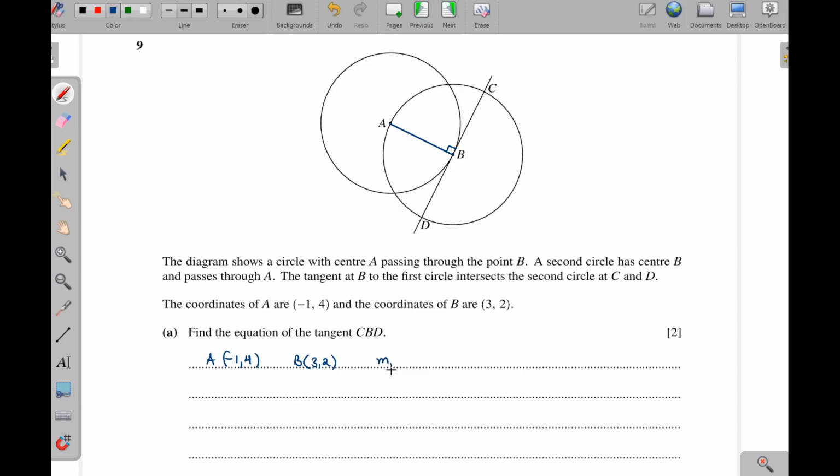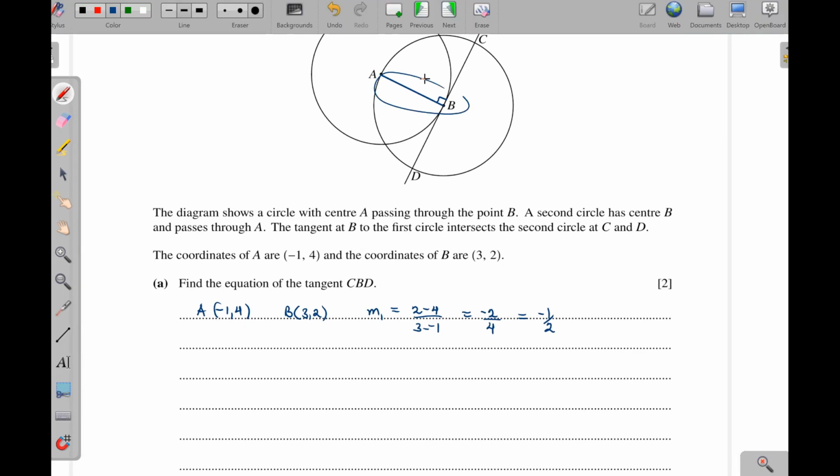So we need to find M1. Change in y, so I will have 2 minus 4, then out of 3 minus negative 1, not so? Then this one will give me negative 2. Then this one will give me a 4. Then we shall get negative a half. Now, that is the gradient of AB.